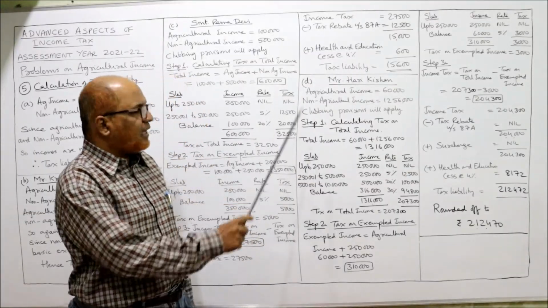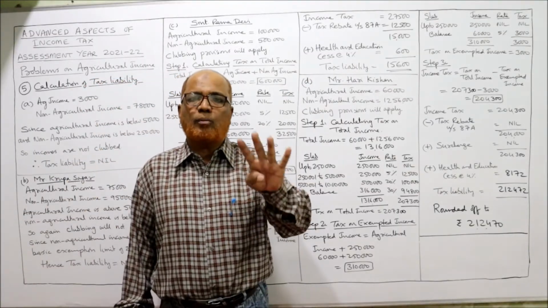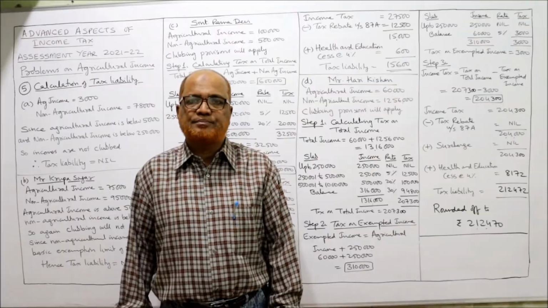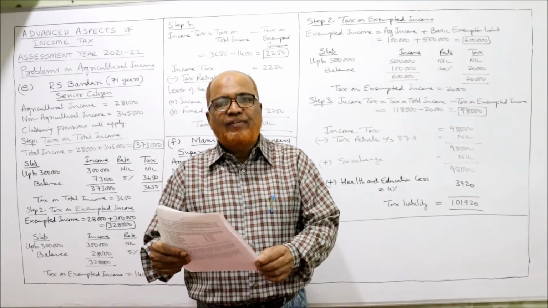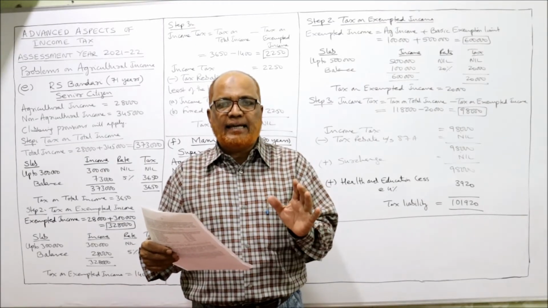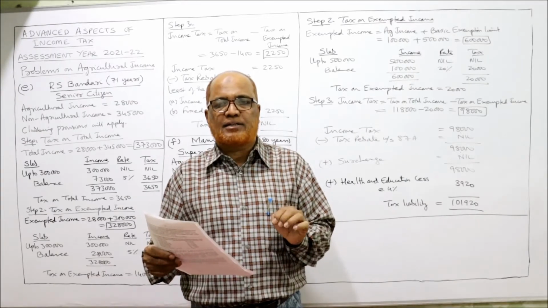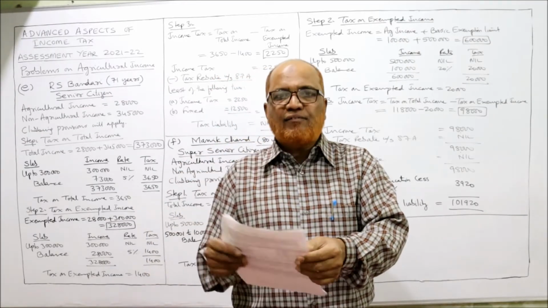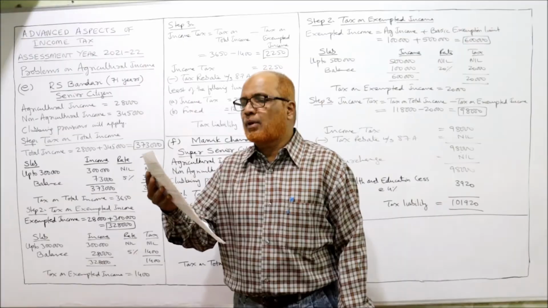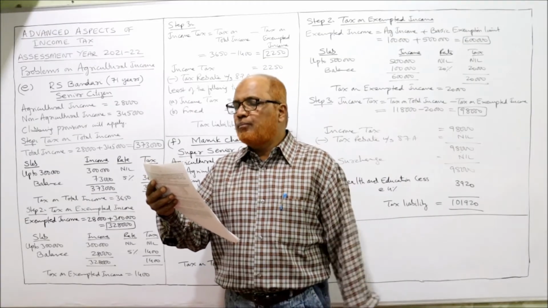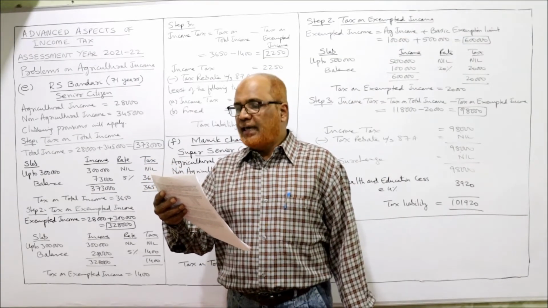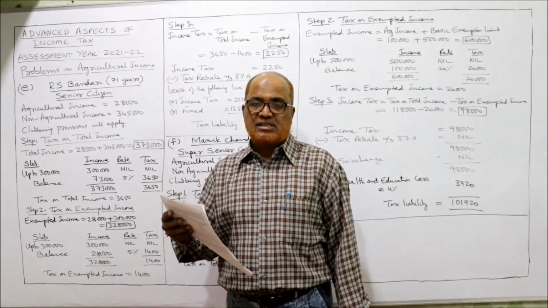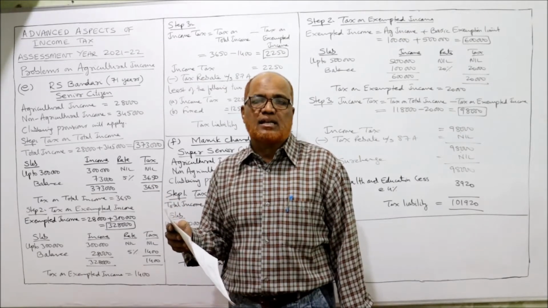So I have completed A, B, C, D. In the fifth problem, the four bits A, B, C, D we have completed. Now the fifth bit. See the fifth question in the fifth problem. Agriculture income of Mr. R.S. Bandari, age 71 years. 71 years means senior citizen.